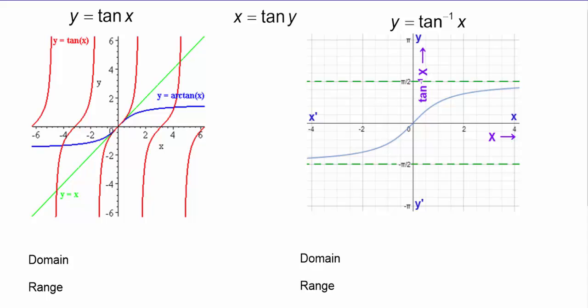Tangent's a little bit different story. Again, here's the graph of tangent, and then in blue is the inverse, and here is the inverse function, again all isolated by itself. You'll notice its answers fluctuate between negative pi over 2 and pi over 2. And then the domain in this case ends up being all reals.